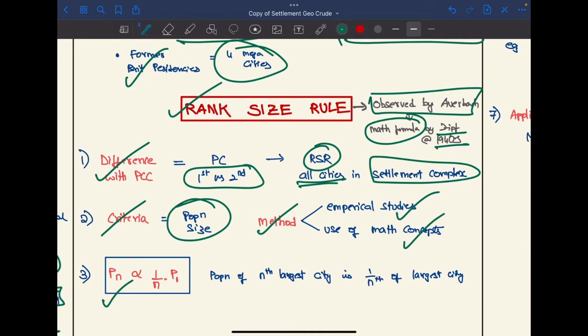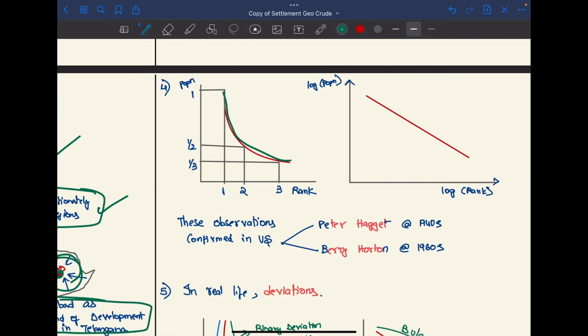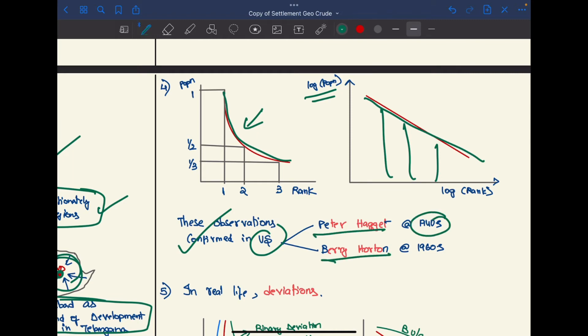The formula is given as Pn is directly proportional to 1/n of P1. Therefore, the population of the nth largest city is 1/n of the largest city, that is, the second largest city is half of the largest city. So if you plot this on a graph, we get a hyperbolic curve like this. But in a hyperbolic curve, it is very difficult to understand the difference. So if you apply the log function and get a straight line, we can easily compare this. These observations were confirmed in the US by Peter Haggett and Barry Horton in the 1940s and 60s.